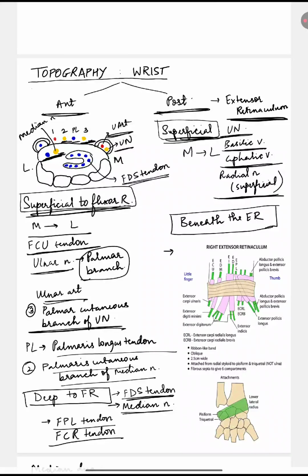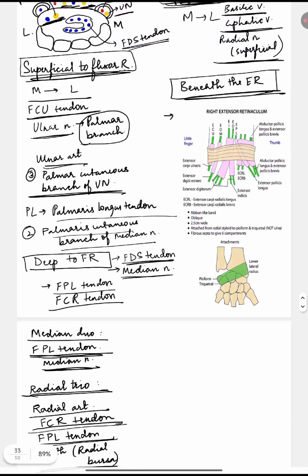Now passing beneath the extensor retinaculum is tendon of extensor carpi ulnaris, tendon of extensor digiti minimi, tendon of extensor digitorum, tendon of extensor indicis, extensor pollicis longus, tendon of extensor carpi radialis longus and extensor carpi radialis brevis, and tendon of extensor pollicis longus and extensor pollicis brevis muscle.